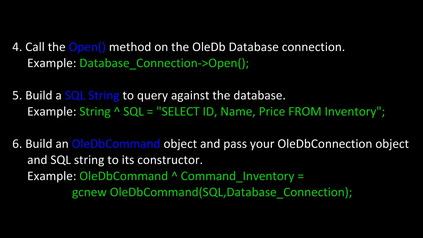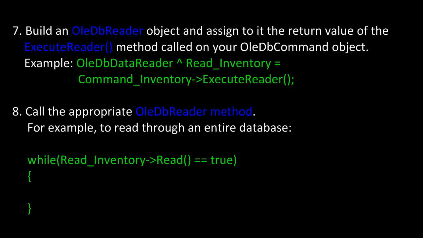Fourth, call the open method on the OLE-DB database connection. Fifth, build a SQL string to query against the database. Sixth, build an OLE-DB command object and pass your OLE-DB connection object and SQL string to its constructor. Seventh, build an OLE-DB reader object and assign to it the return value of the executeReader method called on your OLE-DB command object.